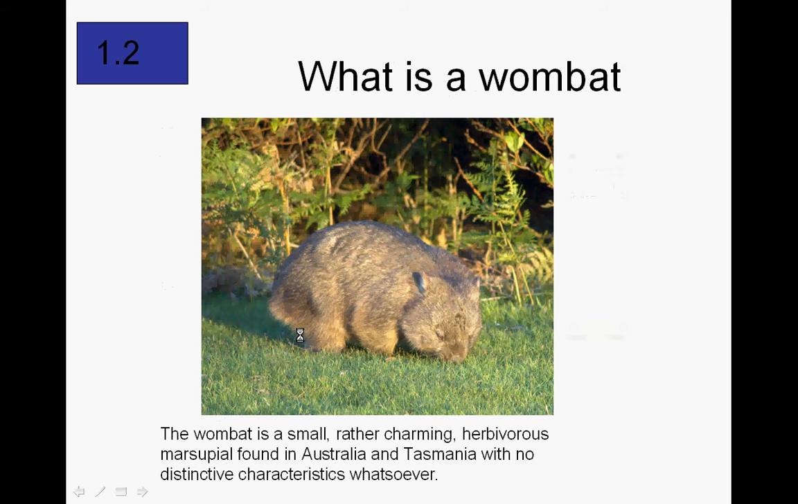What's a wombat? It's this thing right here. It's charming. It eats plants. It's found in Australia and Tasmania, and it has no distinctive characteristics whatsoever. If I say, hey, what does a rabbit look like? You say, oh, it has long ears. If I say, what does a tiger look like? You say, it has big teeth, it roars, and has stripes. What is a wombat? Well, I don't know. There's nothing about it to describe it.